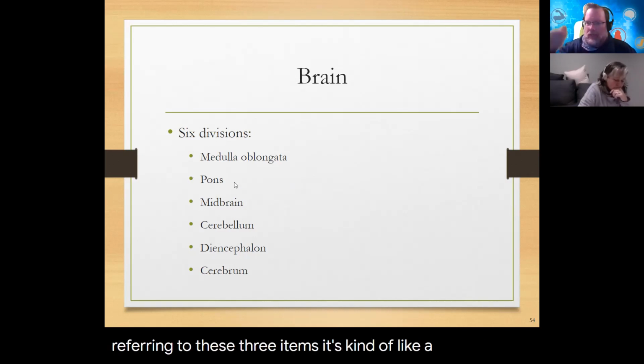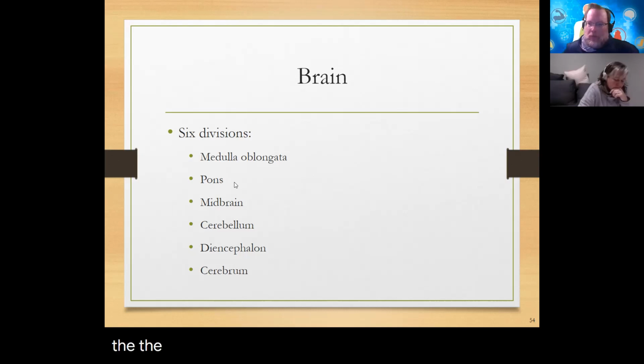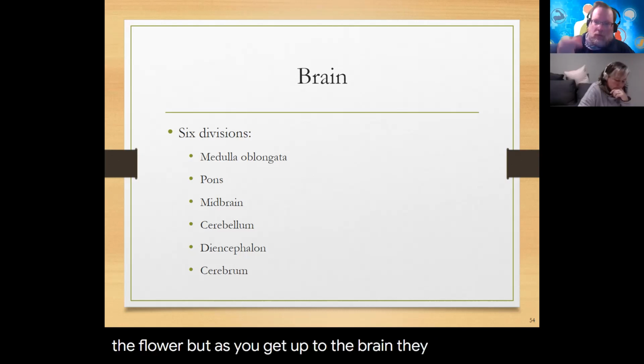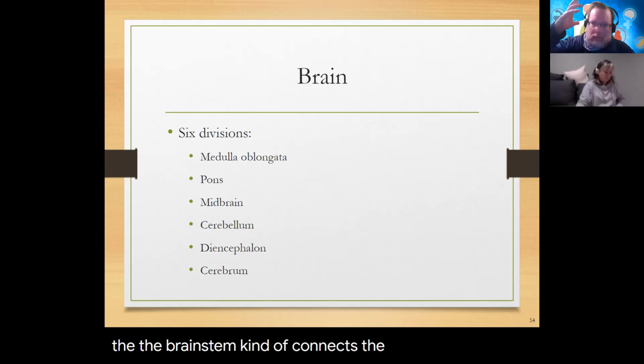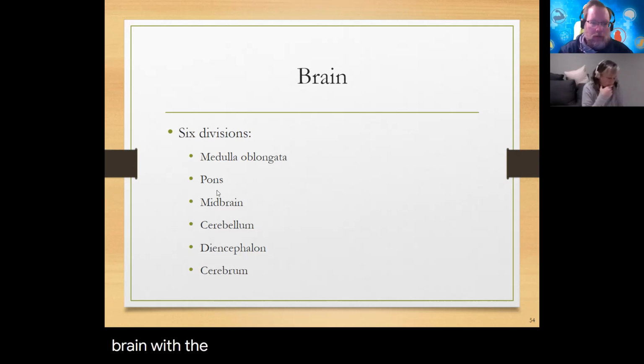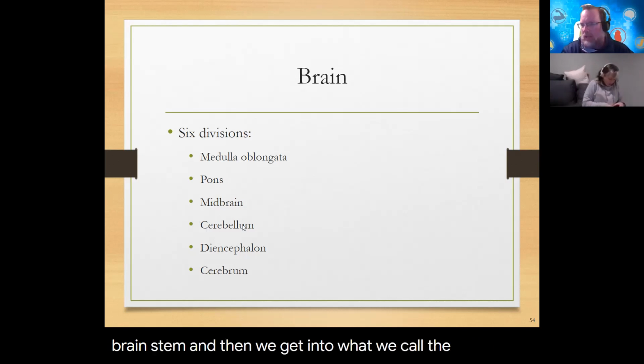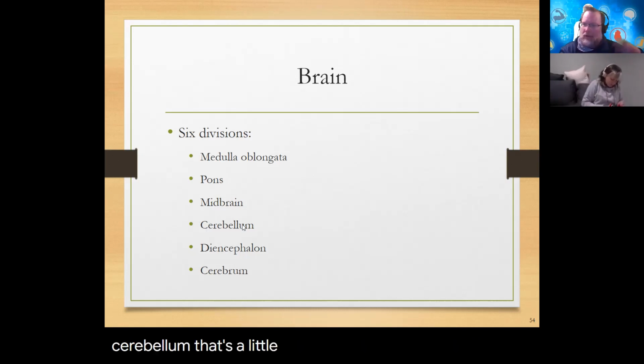It's kind of like a flower, right? The spinal cord is maybe more like the stem of the flower, but as you get up to the brain, the actual flower, the brain stem connects the big aspect of the brain with the spinal cord. So the first 3 are brain stem. And then we get into what we call the cerebellum. That's a little extra brain in the posterior area that we'll look at in a few minutes.